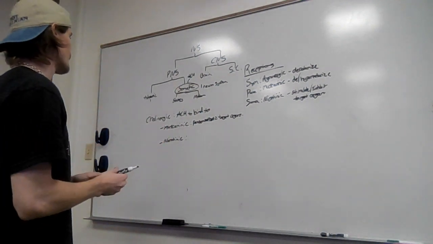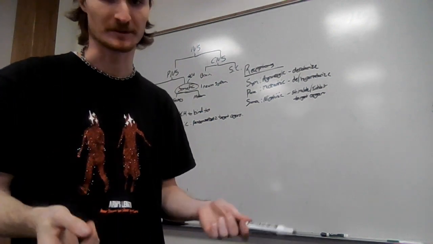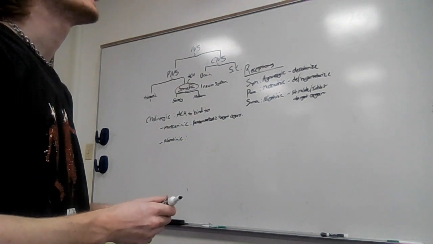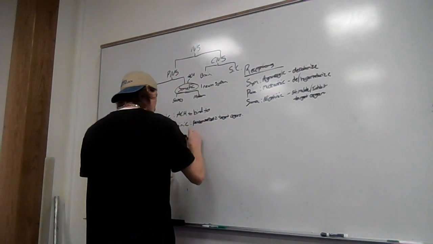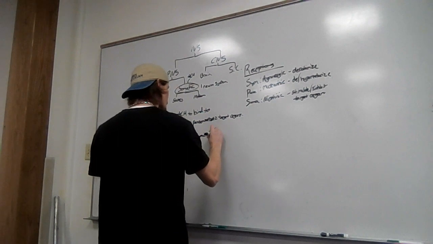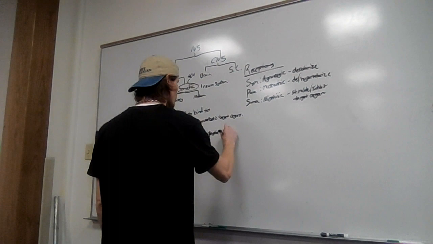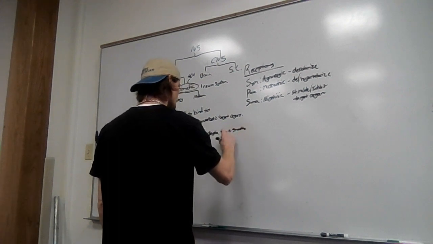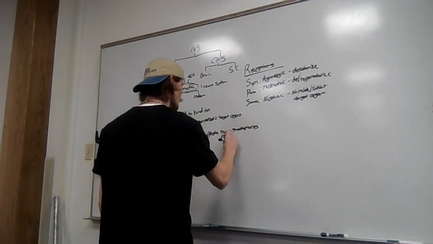But nicotinic is another cholinergic receptor, nicotinic. And so that is going to be in the autonomic ganglia. It's going to be trying to target smooth muscles and blood vessels.